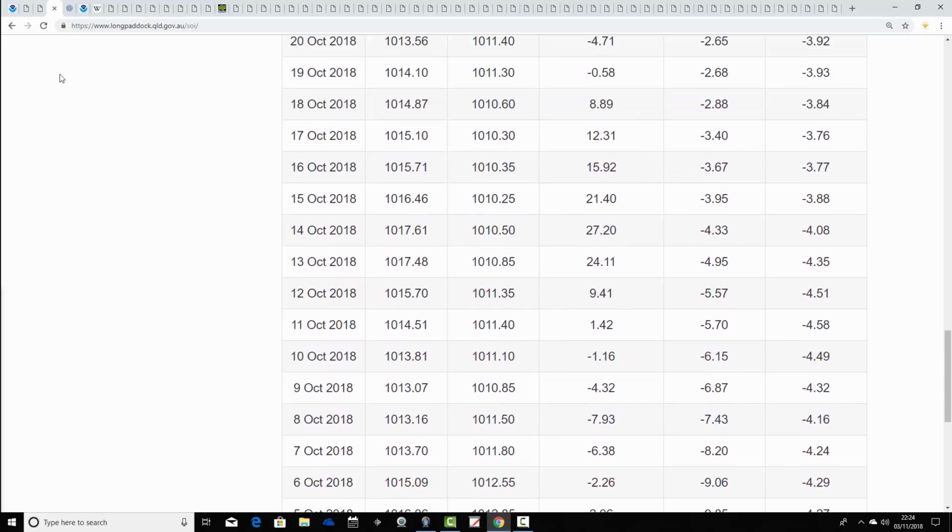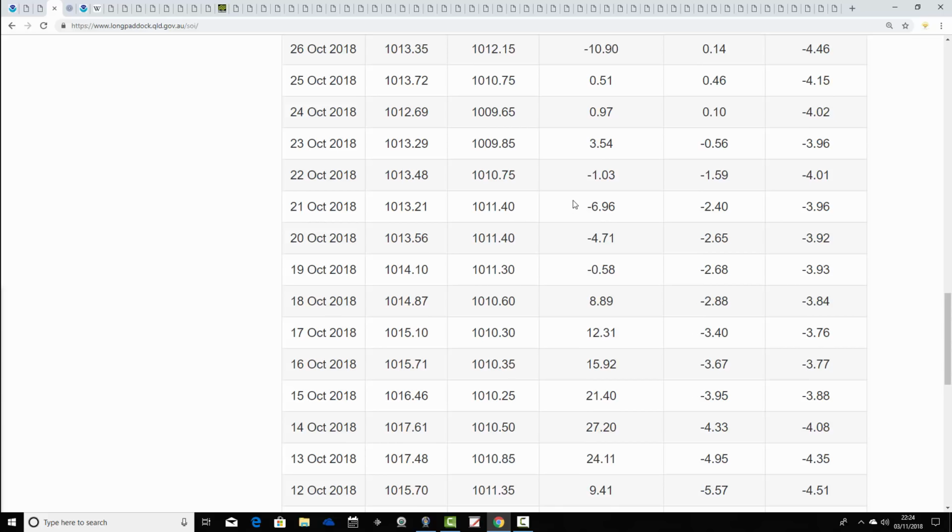But look what happens then as we go further up towards the 13th and the 14th of October. We find the SOI going really strongly positive. So 14th October, for example, plus 27.20, 13th plus 24.11, 15th plus 21.40. Those are very strongly reflective of a cold event, of a La Nina type setup in the atmosphere in the Pacific Ocean, totally going against what you expect to see if we were going into a true El Nino event.